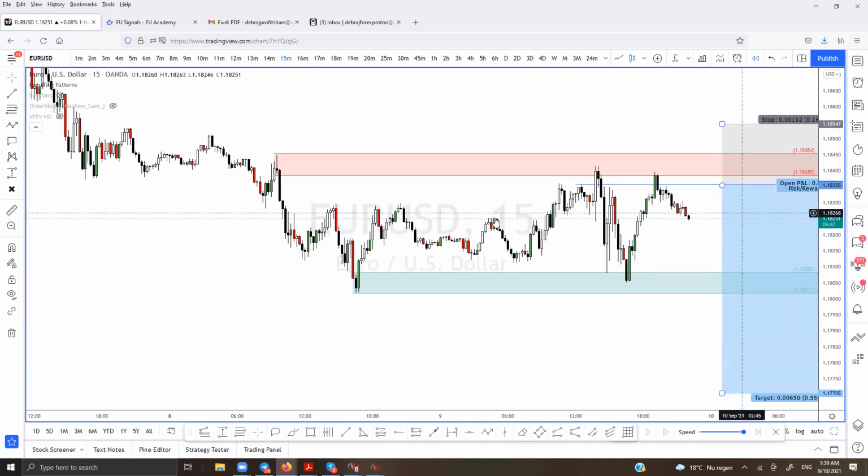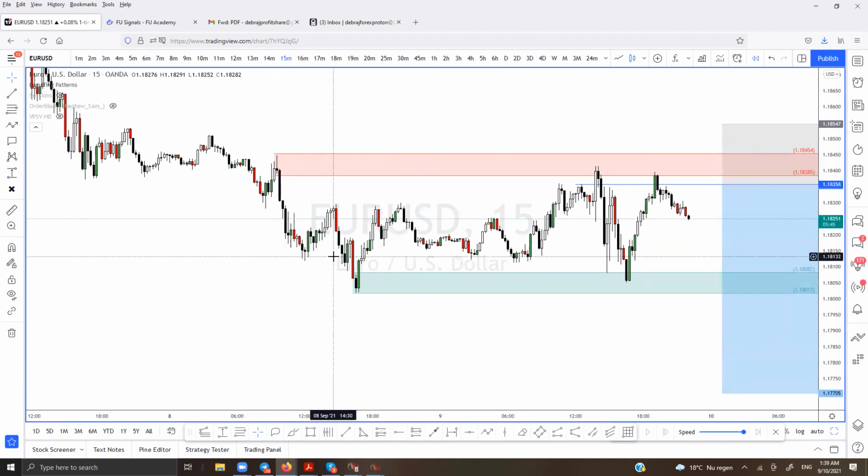Then I saw this nice demand was unmitigated. That demand was not touched. When the price was coming up, the price went there, and I saw equal lows were also created. But if you notice, the demand was still unmitigated. No one touched that, so the price did not go there. That made this zone powerful.